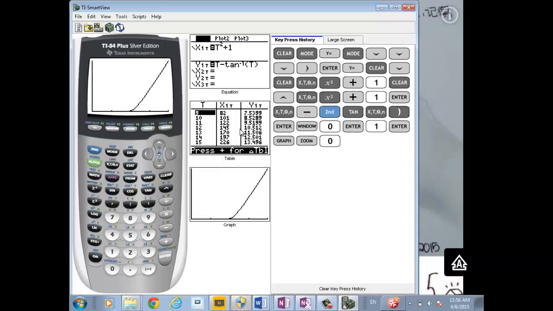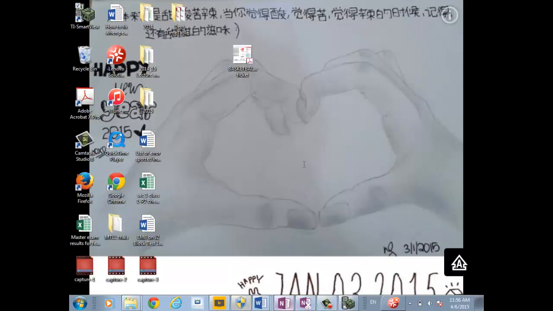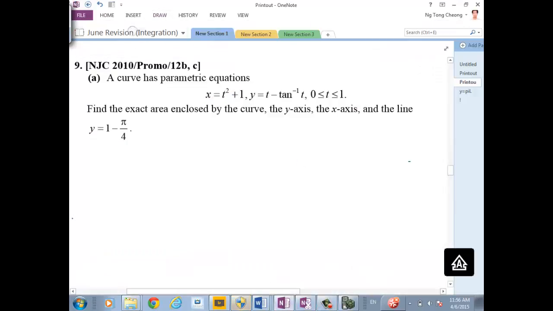So this is how my parametric graph actually looks like. Then I'm going to transfer this. This is how my parametric graph looks like. Then it says that the area is enclosed by the curve and the axis, and the line y equals 1 minus power 4.